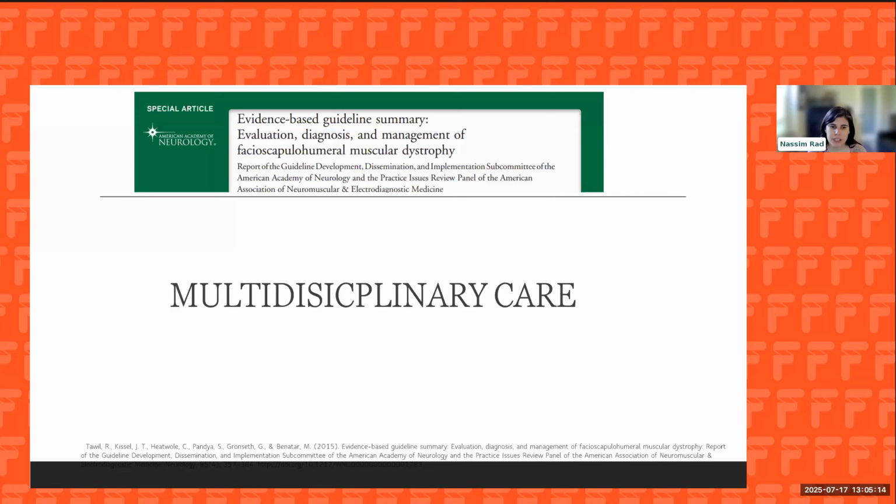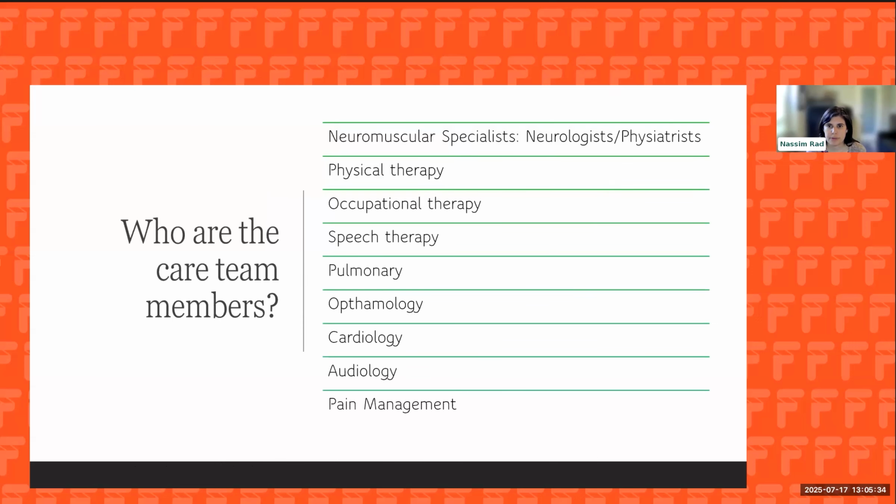For some, that brings to mind seeing all your specialists in one center, and this is very common in the pediatric world, less common in the adult world, to see them all on the same day. But it still does mean that there are a variety of care specialists needed. What are some of these care specialists? First up, I have the neuromuscular specialist, and I lump neurology and physiatrist together, and we're going to dive into that on the next slide.